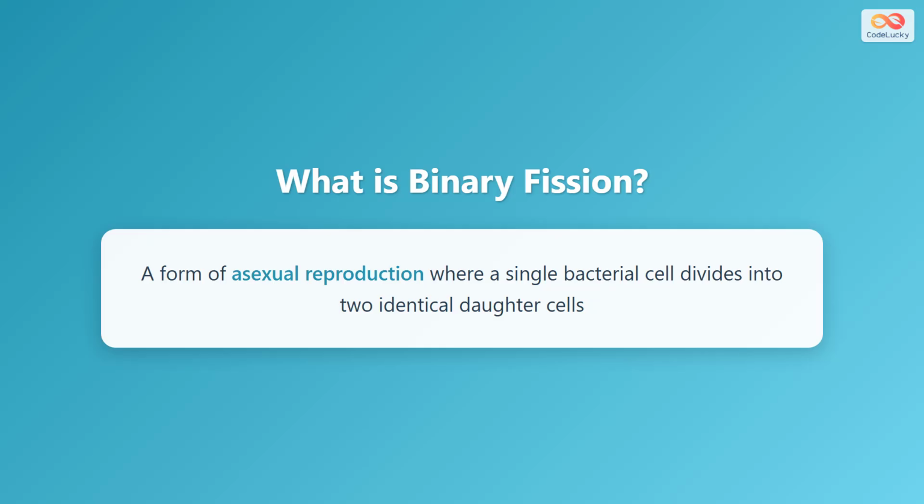Binary fission is a form of asexual reproduction where a single bacterial cell divides into two identical daughter cells. The term asexual means that only one parent is involved in the process, and no genetic material is exchanged between different organisms. This is the simplest and most common method of reproduction in bacteria.